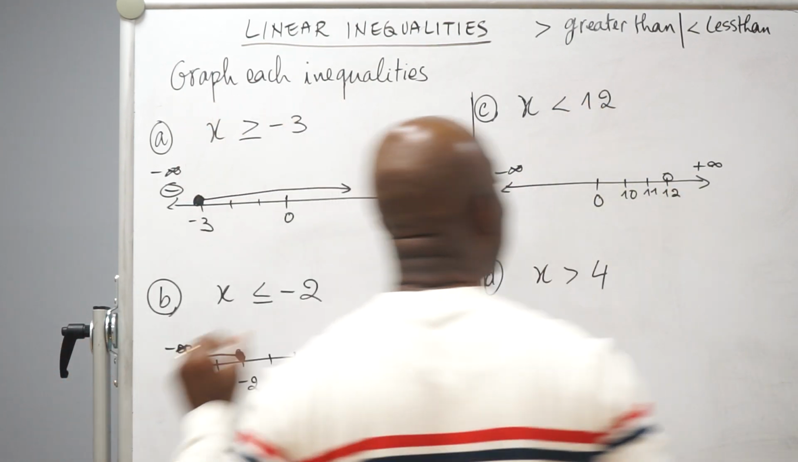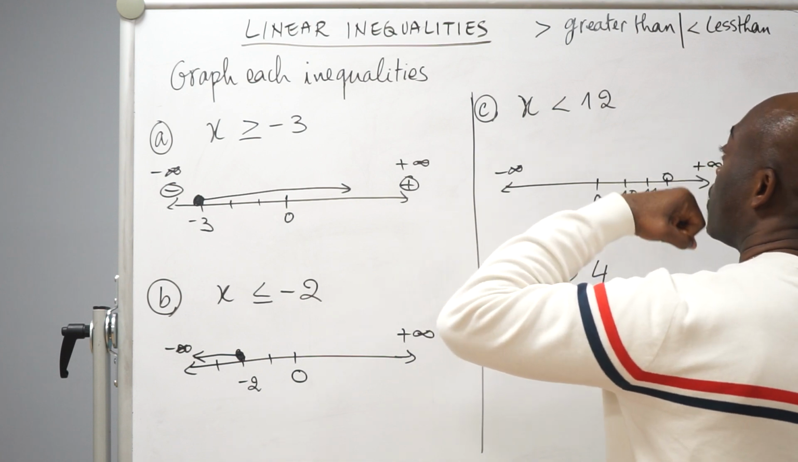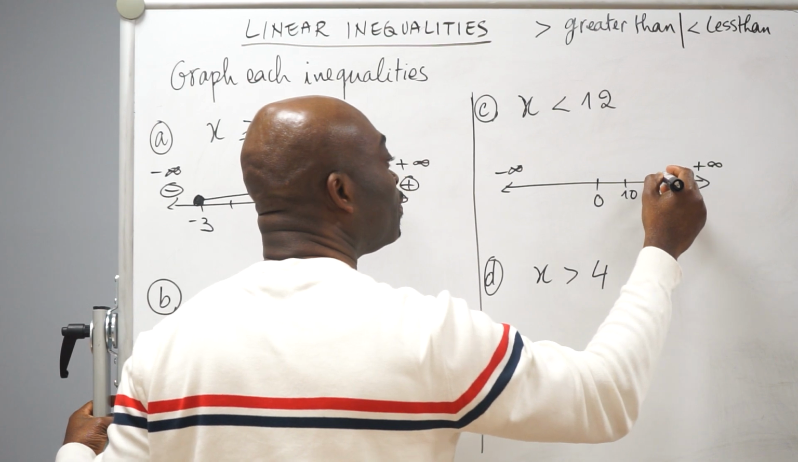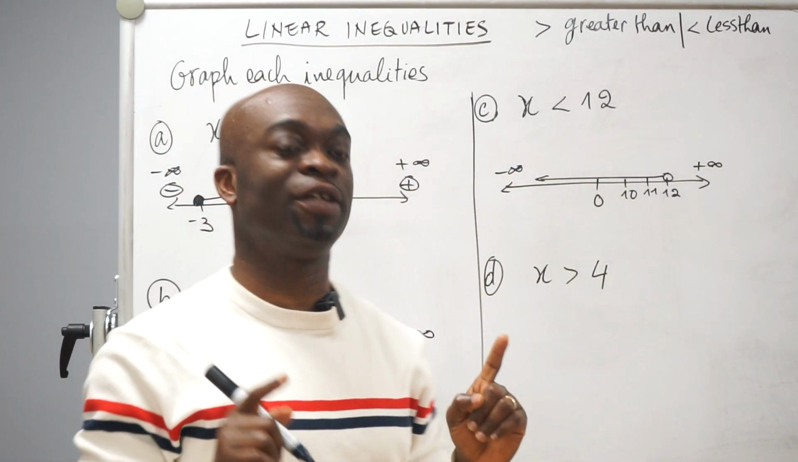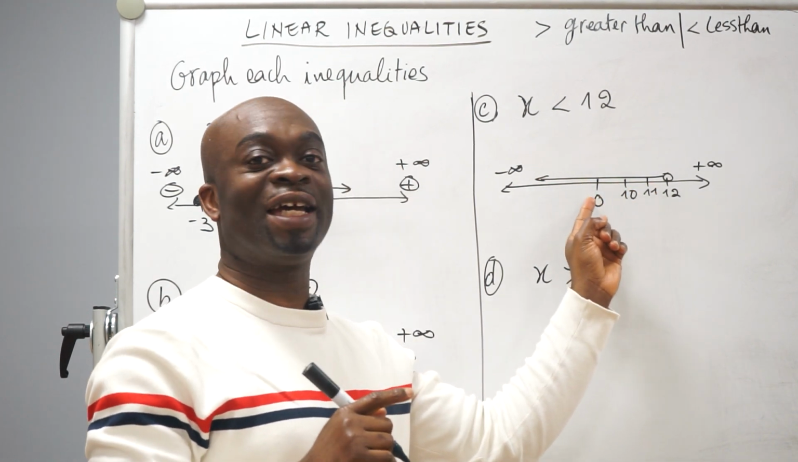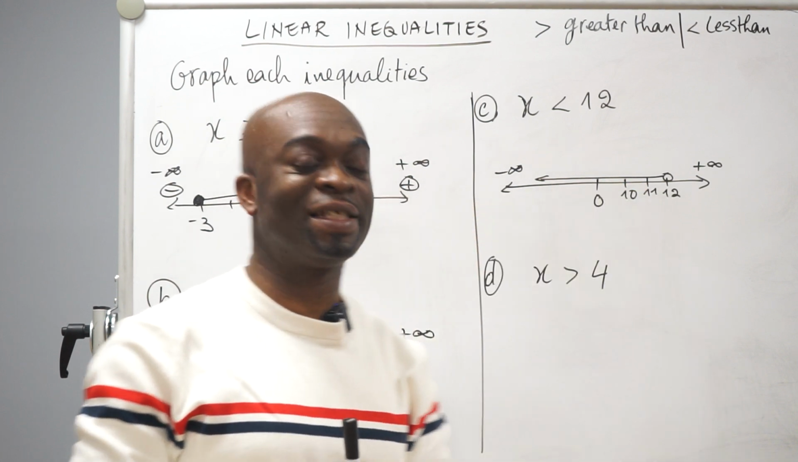So where is this one going again? We say this one, the left arm. So it's going in this direction. This means all the numbers less than 12. So we have 11, 10, 0, -1, all these numbers, 1, 2, 3, all those numbers less than 12.